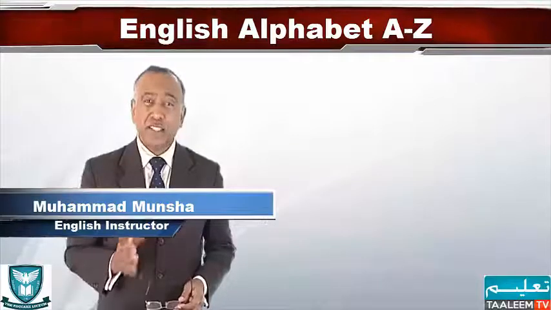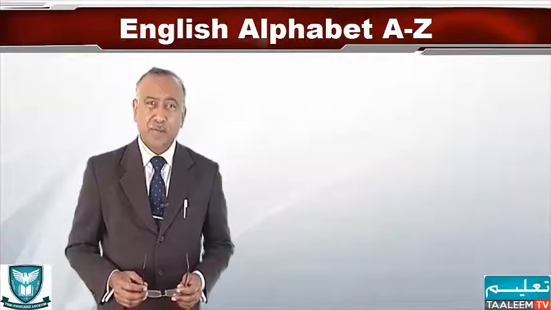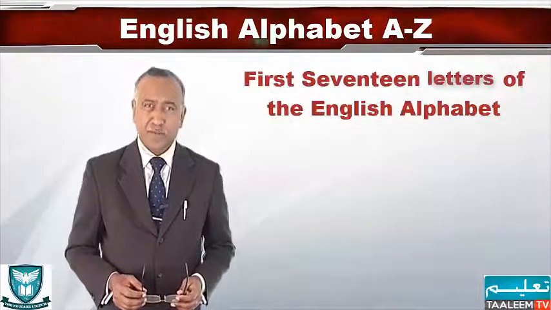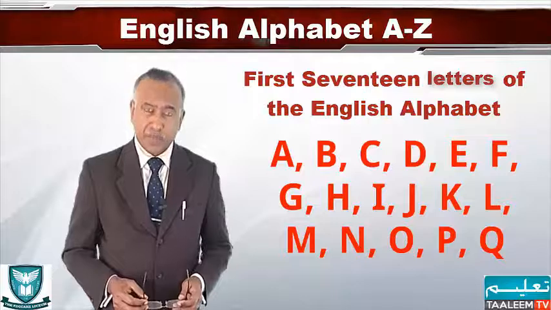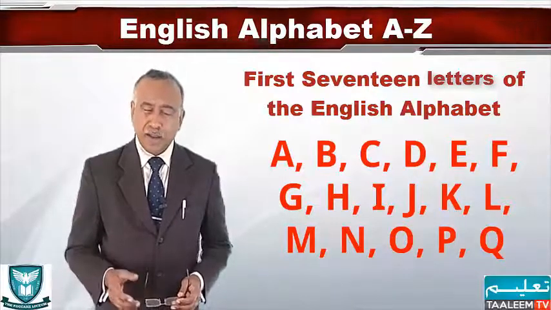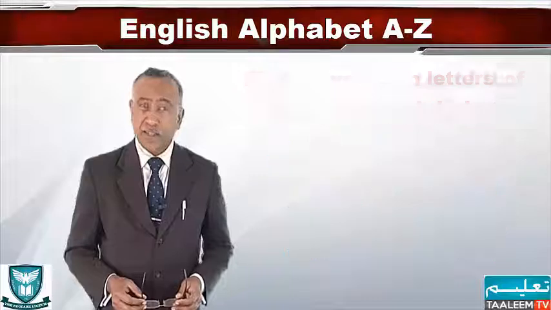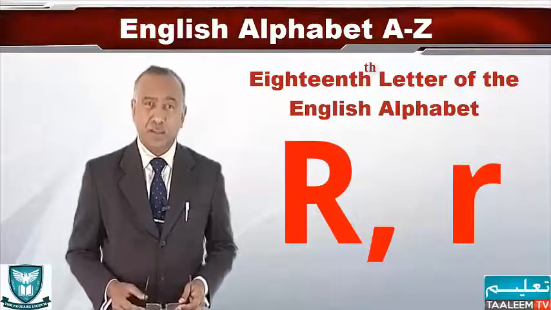Yes, 26 letters, they are in number, and we have learned the first 17 letters, starting from A to Q. Good. Our next letter is R. Next letter is R. And R gives R sound.